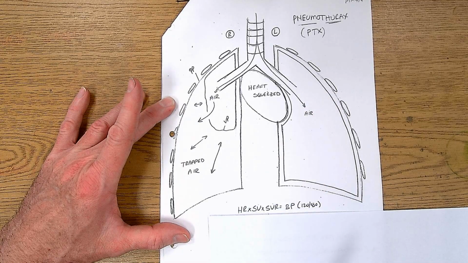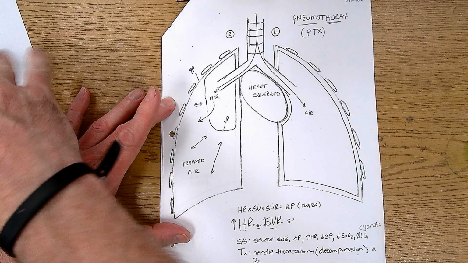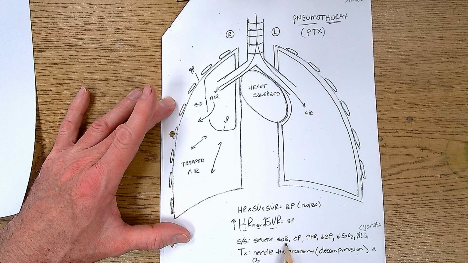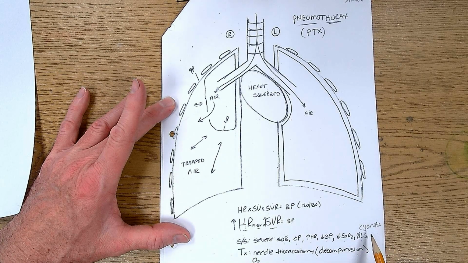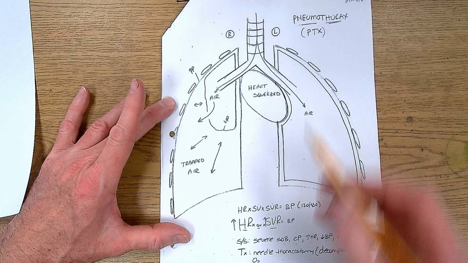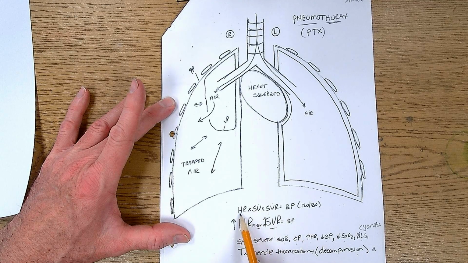Okay, so now the patient is still going to be complaining of severe shortness of breath, chest pain, heart rate's going to be high. In a minute, we'll talk about why the blood pressure is low, pulse ox is going to be low. There are going to be no lung sounds at all on this side, and the patient's probably going to be cyanotic. Okay, now the reason we're going to have this change of vital signs is because if the heart is being squeezed, that means that, remember, heart rate times stroke volume times resistance equals blood pressure.